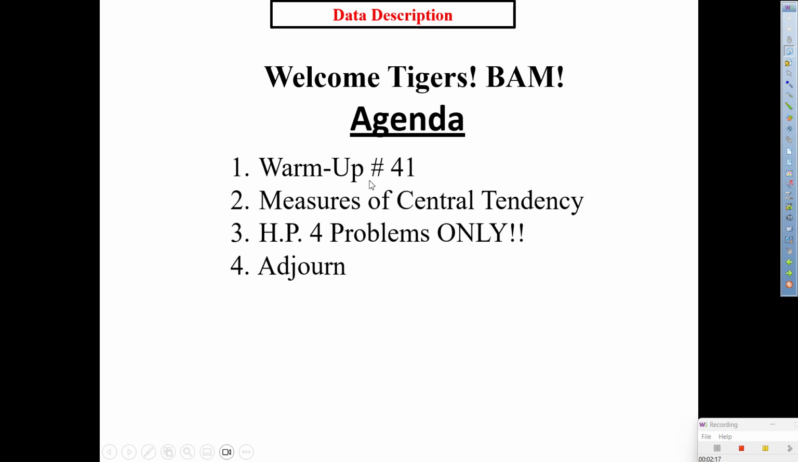Once again, warm-up 41 done. Today we are pretty much concluding measure central tendency. We just need to look at a couple more things. And 4 problems only.